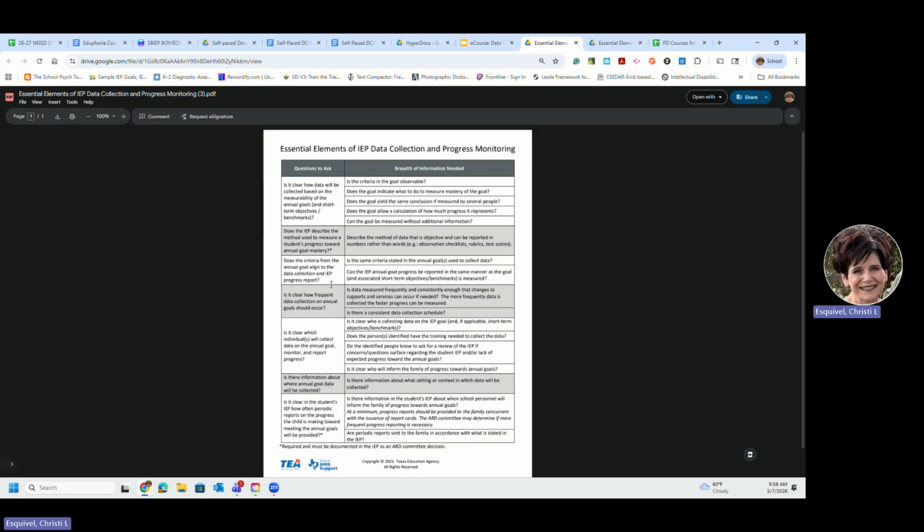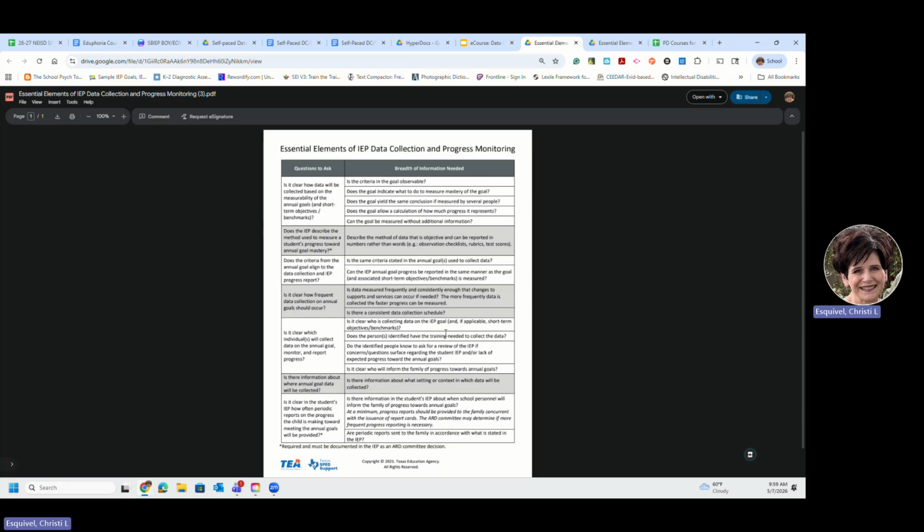Does the criteria from the annual goal align to the data collection and the IEP progress report? So is the same criteria stated in the annual goal used to collect data? Can the IEP annual goals progress be reported in the same manner as the goal? Is it clear how frequent the data collection on annual goals should occur? Is data measured frequently and consistently enough that changes to supports and services can occur if needed? The more frequently data is collected, the faster progress can be measured. So, is there a consistent data collection schedule? Is it clear who's going to collect data on the annual goal and monitor and report progress?